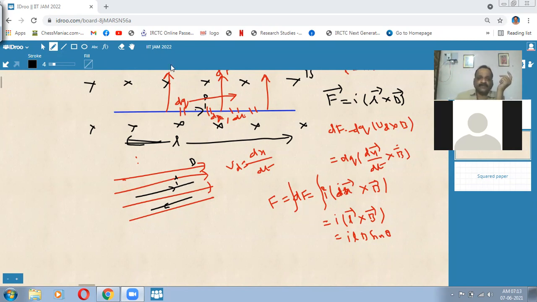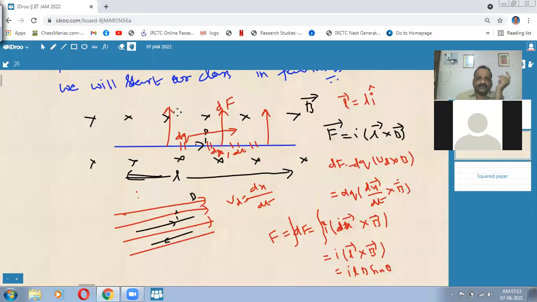That is, the force dF on every segment of the wire will be acting vertically upwards like this, dF. This dF, this dF, this dF constitutes a resultant force F on the wire. Right? So this force will be acting perpendicular to both L and B.